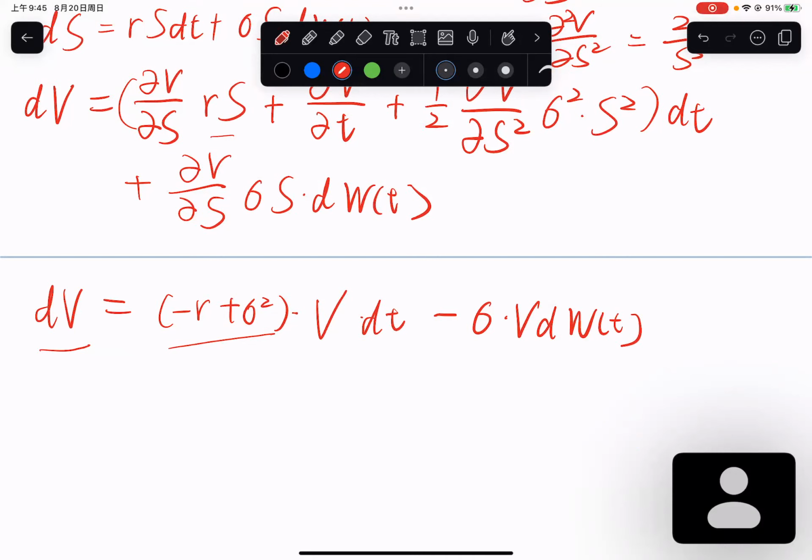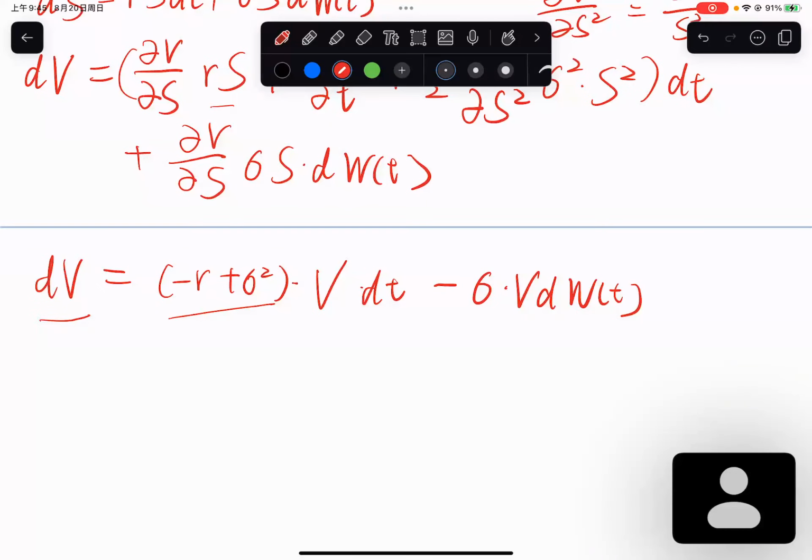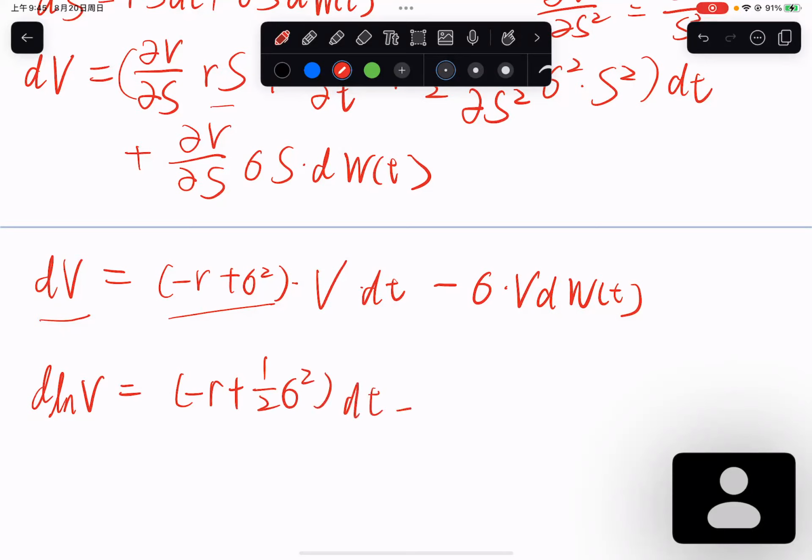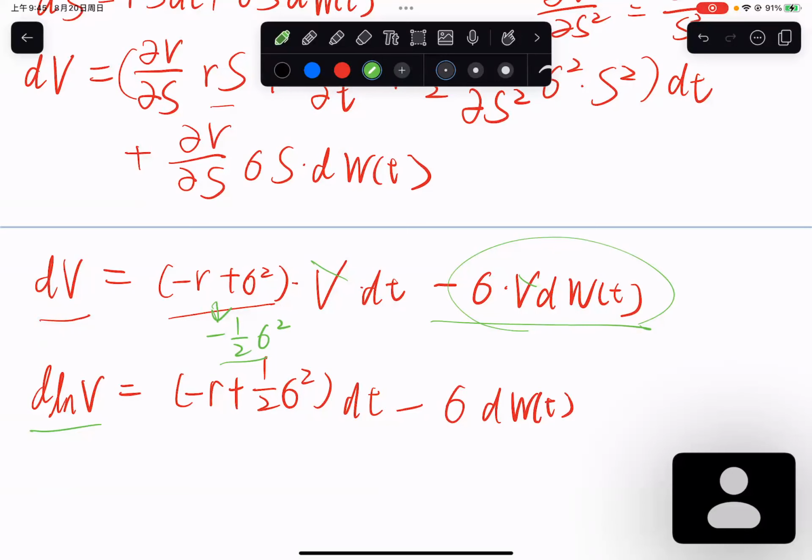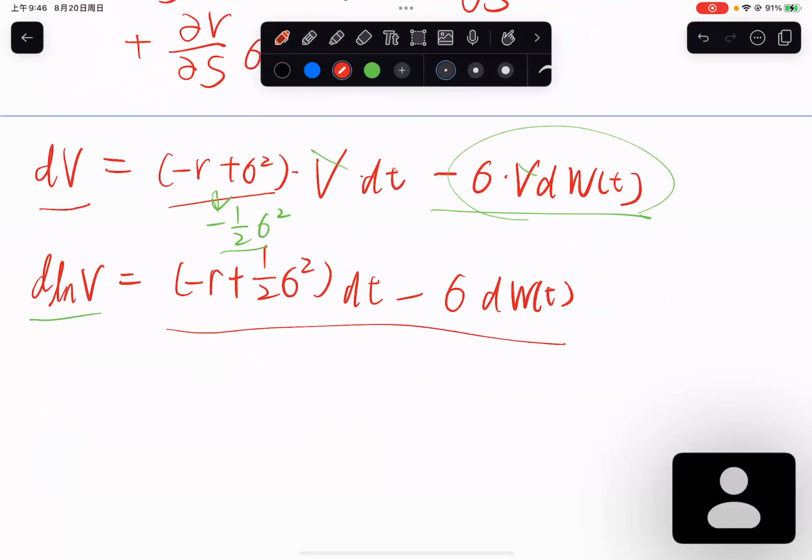And then we can apply Ito's lemma again. We can have d log V, which is just our original x. And this should be equal to negative r plus 1 over 2 sigma squared dt minus sigma dWt. Have you found the trick? If we take the log of some geometric Brownian motion, what we need to do is subtract 1 over 2 sigma squared here, and remove the V here, and remove the V here, and keep the original part for the second component. Okay, so we can easily reduce to this equation.